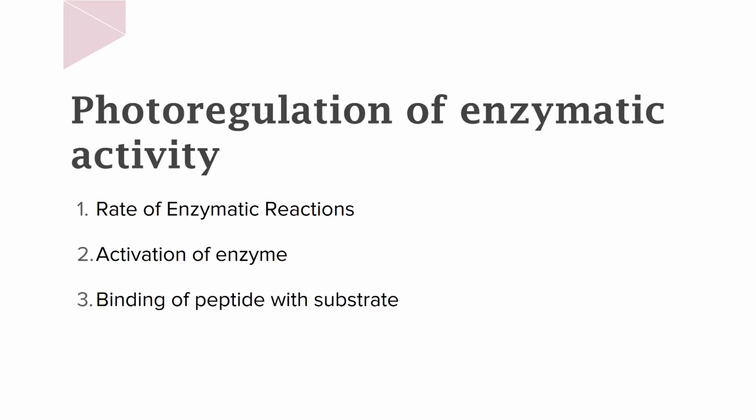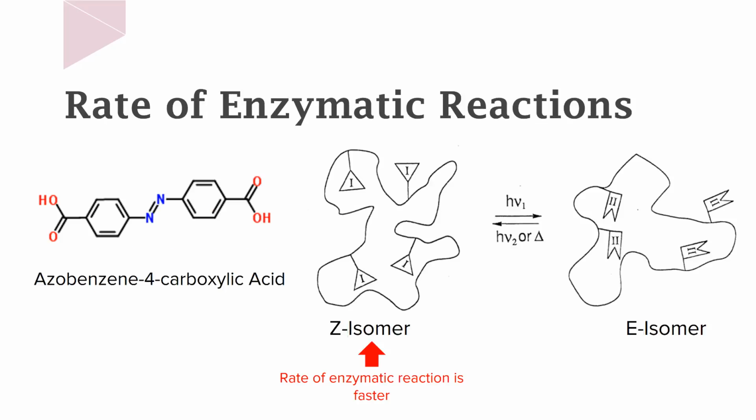Let us look at 3 examples to show how azobenzene allows us to monitor the photoregulation of enzymatic activities. We can control and monitor the rate of enzymatic reactions using azobenzene compounds. For instance, azobenzene 4-carboxylic acid is covalently bonded to lysine residues of the enzyme papain. By isomerizing the azobenzene compound from an E isomer to a Z isomer by exposing it to UV light, it was found that the rate of enzymatic reaction between papain and its substrate is faster than when azobenzene is in its E isomer form. By switching between the isomers of azobenzene using UV light or visible light, we can observe the photoregulation of the activity of the enzyme.